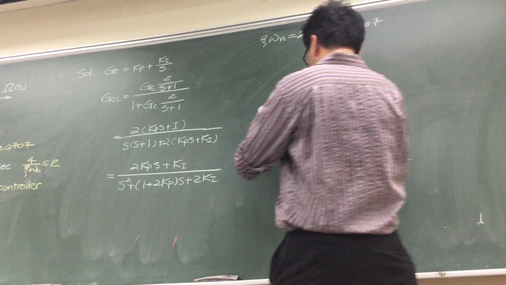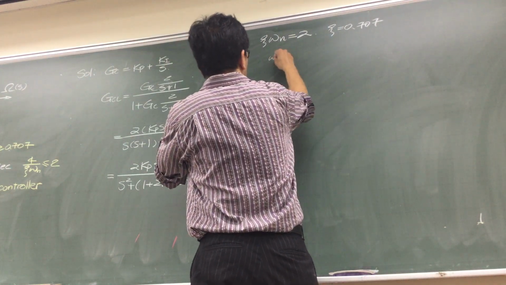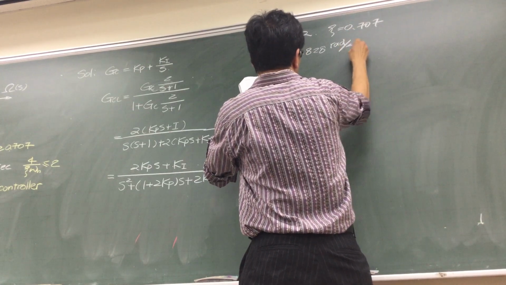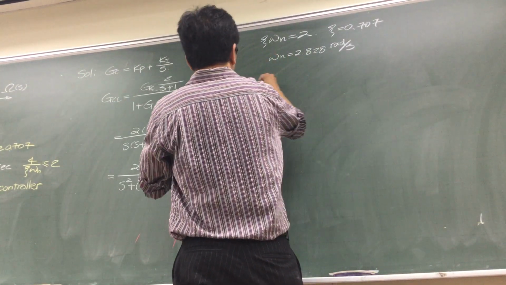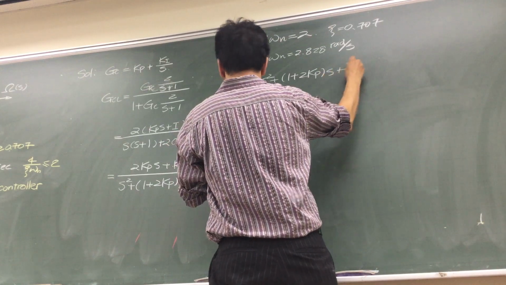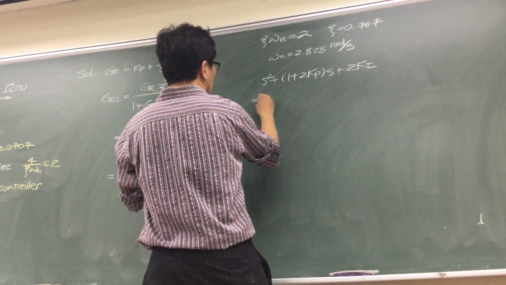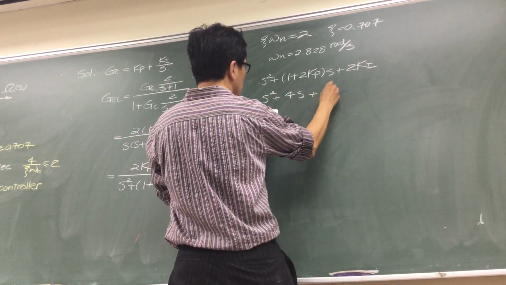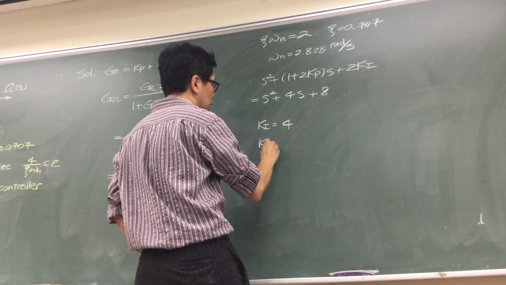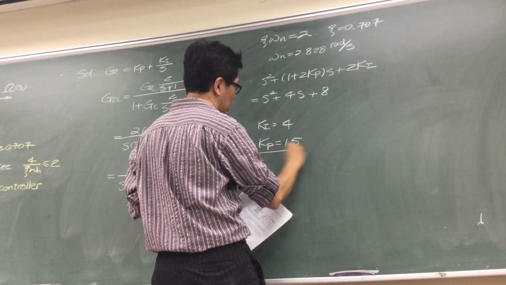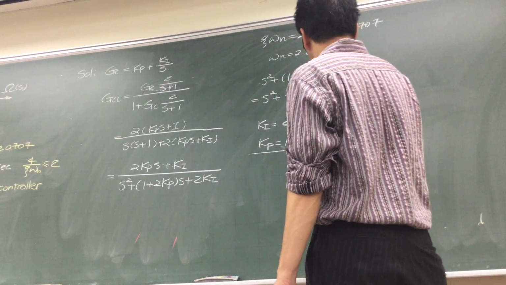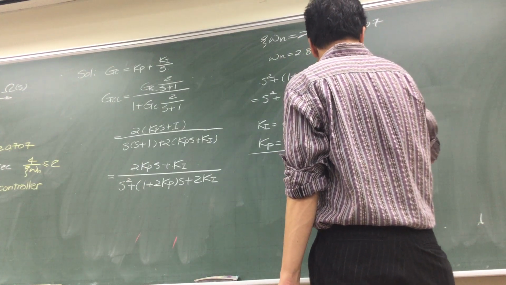Okay? So if we have those kind of things all together, I'm going to have my omega n equals 2.828 radians per second. So my S squared plus 1 plus 2 KP S plus 2 KI is going to be S squared plus 4s plus 8. KI is going to be 4. KP is going to be 1.5. And that will be the answer. Is that straightforward? This method we call pole placement.